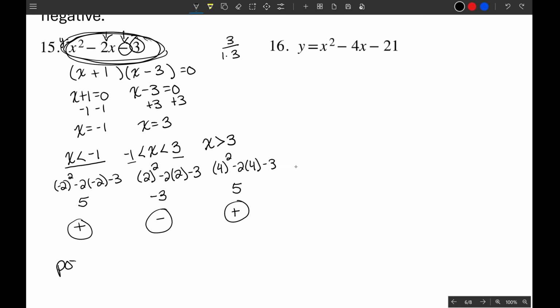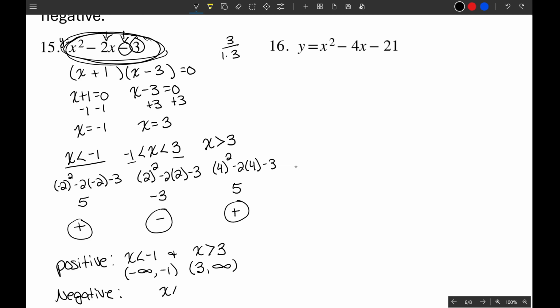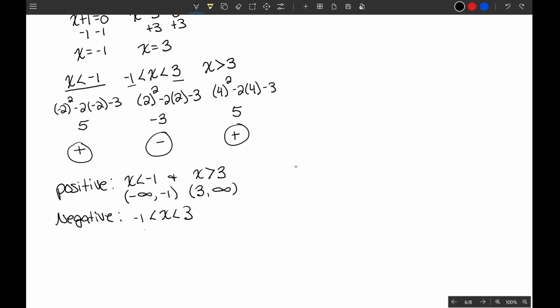So for the positive, I am positive when x is less than negative 1 and when x is greater than 3. Now, if I want to write that in interval notation, that would be from negative infinity all the way to negative 1 and from 3 to positive infinity. Those are on the outside edges. All right. I am negative in one spot, and that is when my x is between negative 1 and 3. If I want to write that in interval notation, that would be from negative 1 to 3.